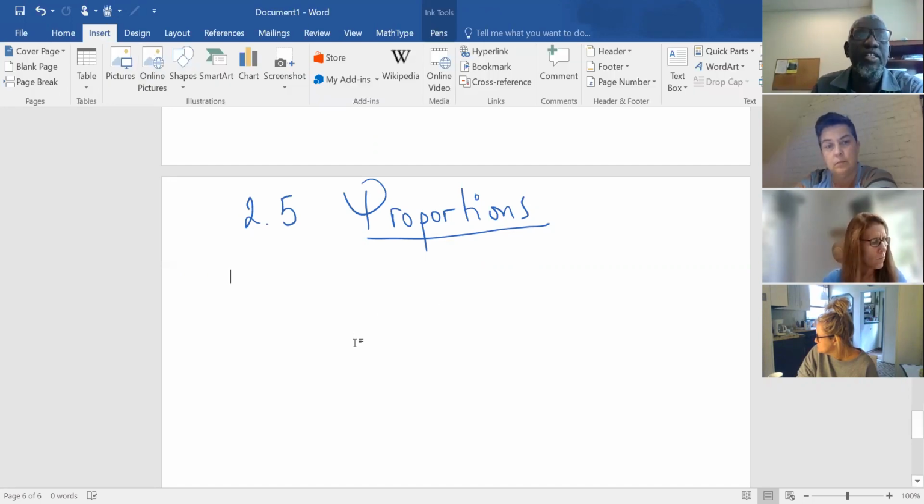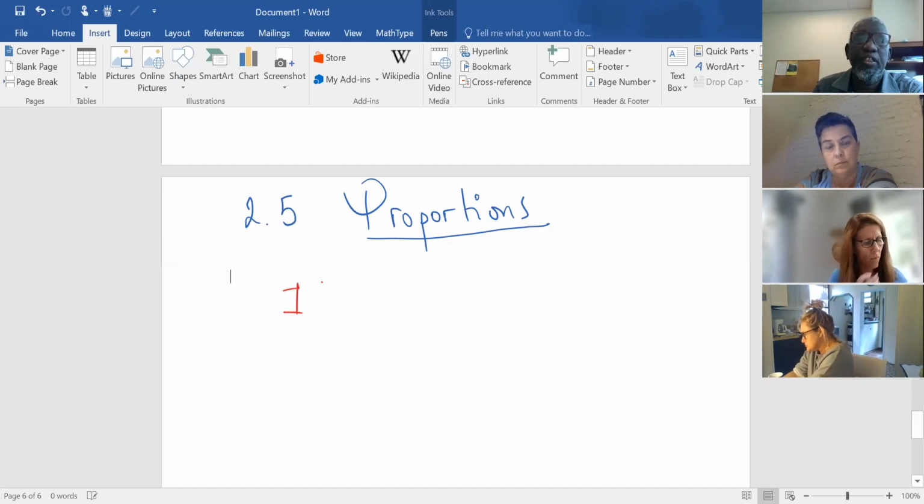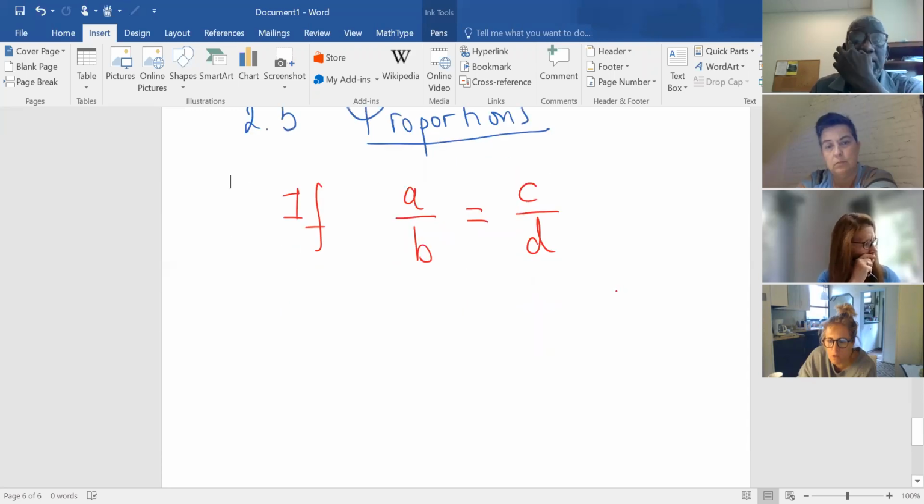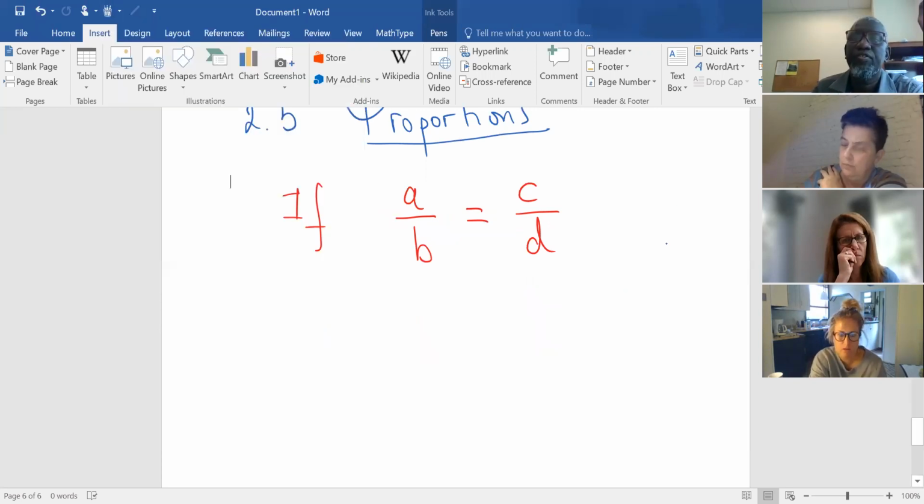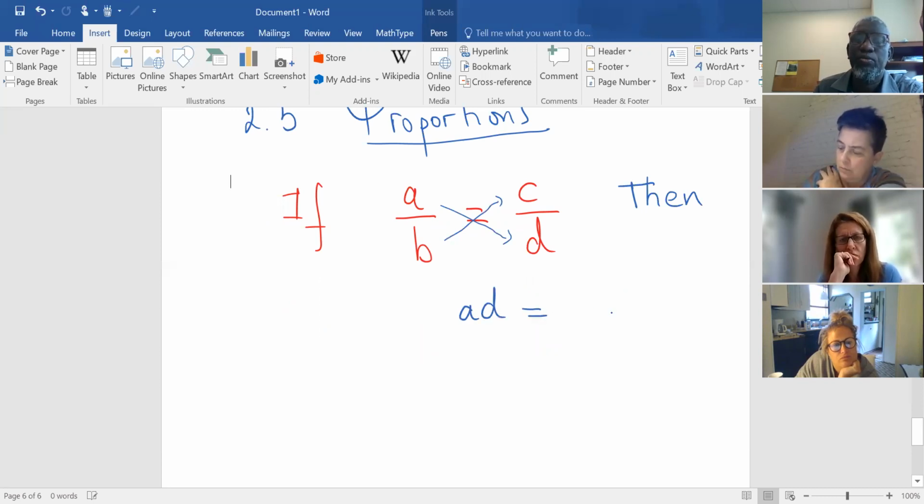So it starts with this. If a over b is equal to c over d, right? If two proportions are equal, then what should also be equal? Then ad must be equal to bc.